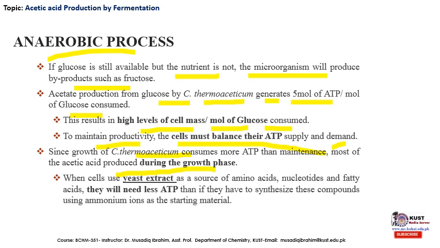Now, when cells use yeast extract as a source of amino acids, nucleotides and fatty acids, they will need less ATP in comparison to if they had synthesized these compounds using ammonium ions as the starting material. So it means that the yeast extract is a better source of nitrogenous compounds in comparison to the ammonium ions directly being used.